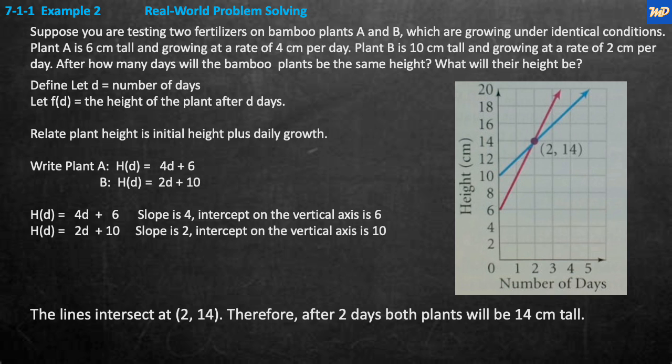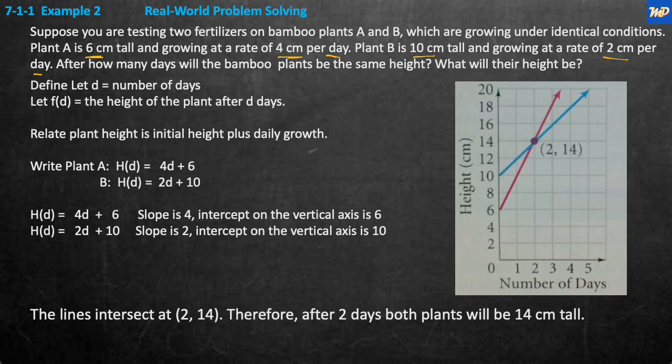Okay. Plant A is 6 centimeters tall and growing at a rate of 4 centimeters per day. Plant B is 10 centimeters tall and is growing at a rate of 2 centimeters per day. So plant B is growing slower, but it's starting off taller. After how many days will the bamboo plants be the same height? And we're going to solve that by drawing 2 lines and seeing where they intersect. What will their height be?